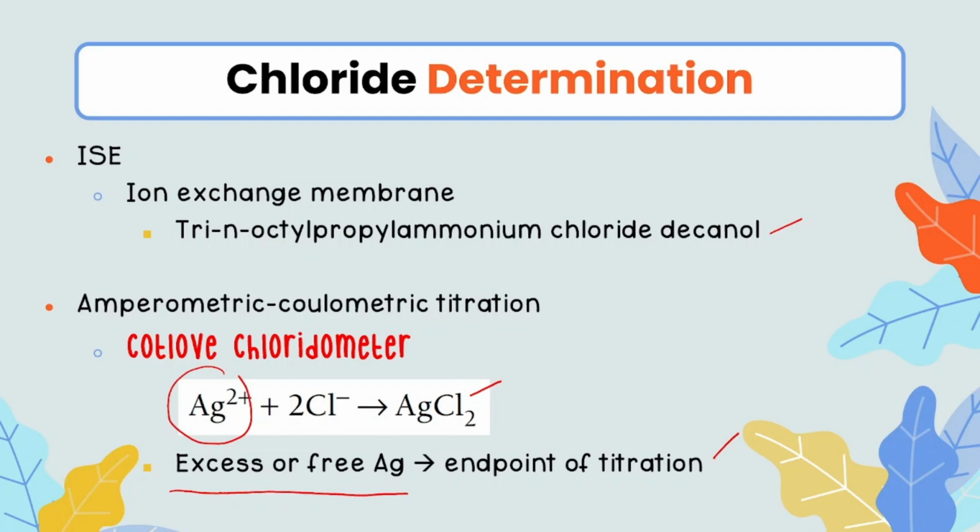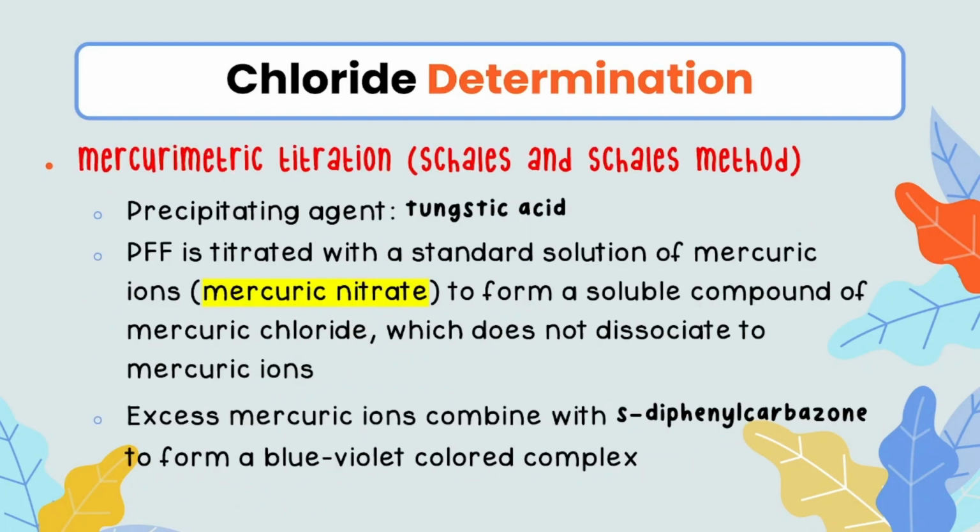Kumbaga, excess or free silver will indicate na all of your chloride has already been saturated, and the elapsed time, kung gaano katagal yung pag-saturate kay chloride, that would be directly proportional to the concentration of chloride in your sample. So, yun po yung Cotlove chloridometer.